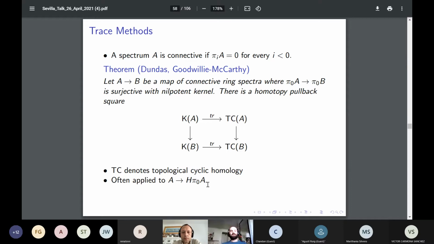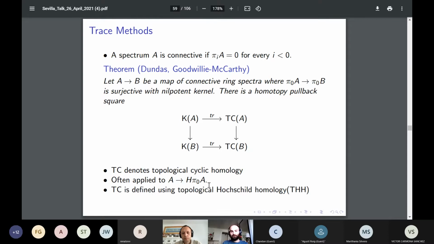This is often applied to the case when you start with a connective ring spectrum and you map it. You basically kill all homotopy groups above degree 0. Basically, you take the degree 0 Postnikov section, and you obtain this Eilenberg-MacLane spectrum. So B is often of this form, in which case K-theory of this is just K-theory of this classical ring pi 0 of A, and TC of B is just TC of this classical ring.